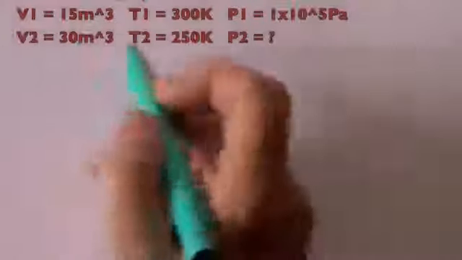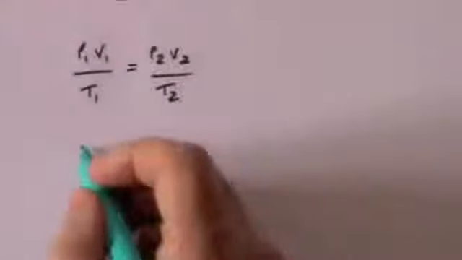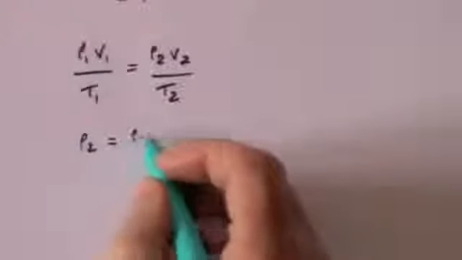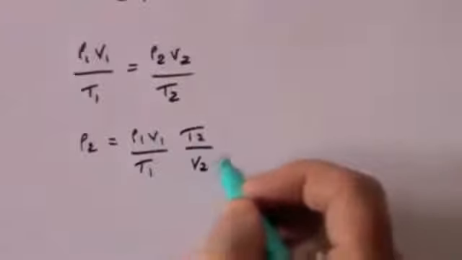Well, we're now going to take the idea that P1 V1 over T1 equals P2 V2 over T2. That is to say that the pressure times volume divided by the temperature at one position will equal the pressure times volume divided by the temperature at the second position. So now what we don't know is the pressure at height, which we'll call P2. So P2 is going to be P1 V1 over T1 times T2 over V2.